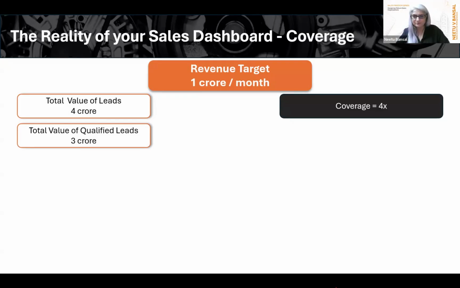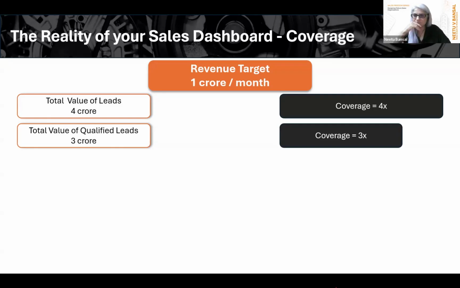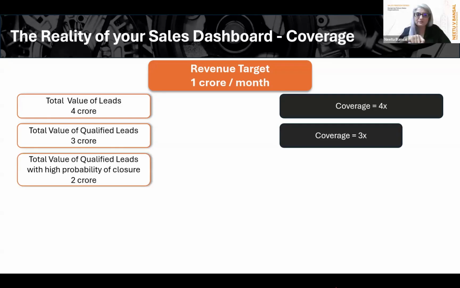Remember the BANT I told you? Budget hai, authority hai, all that. So we have qualified this, and so that is 3 crore. So now what is my coverage? From 4x it's become 3x. Okay. Now I'm going to tell you out of these, there's a high probability of closure.